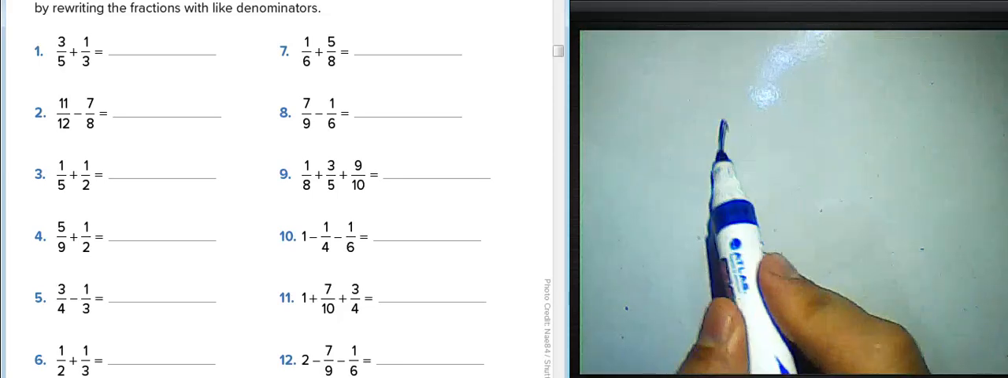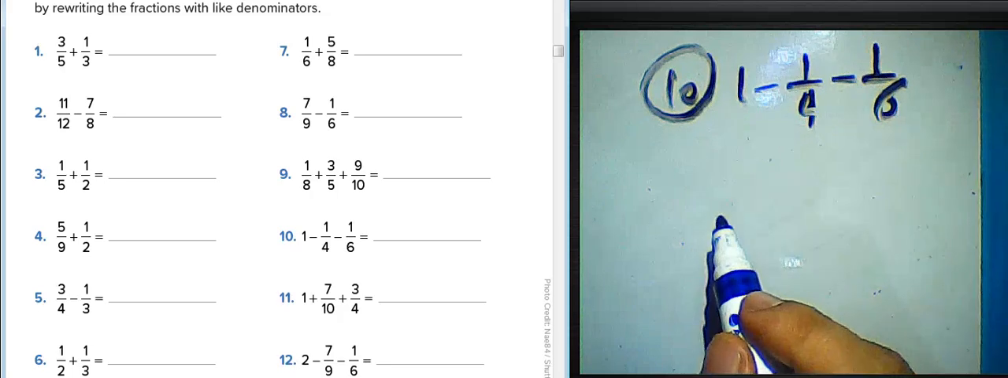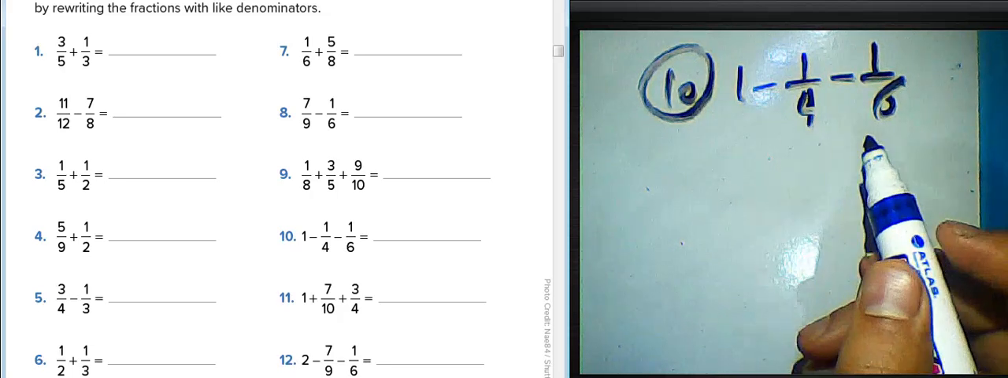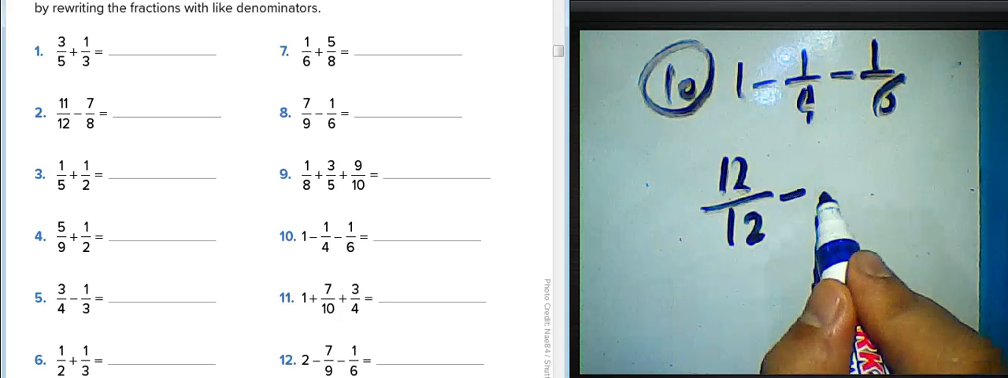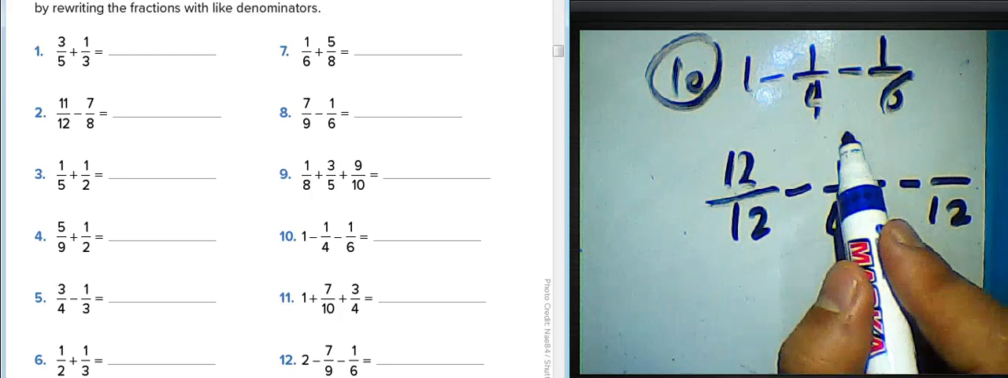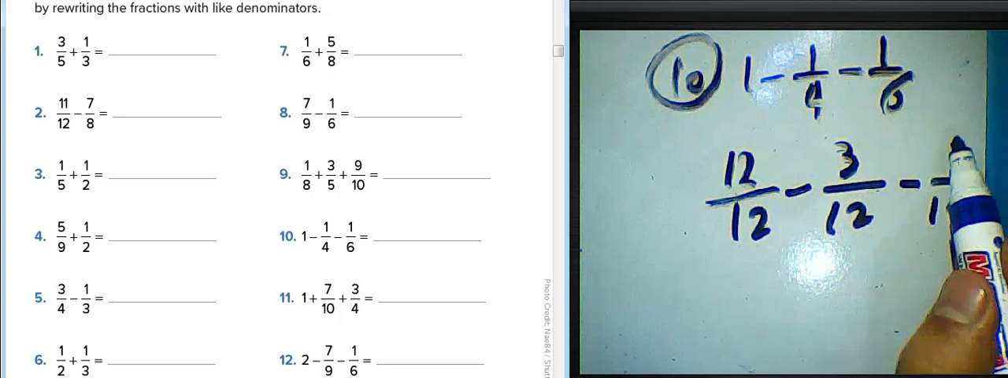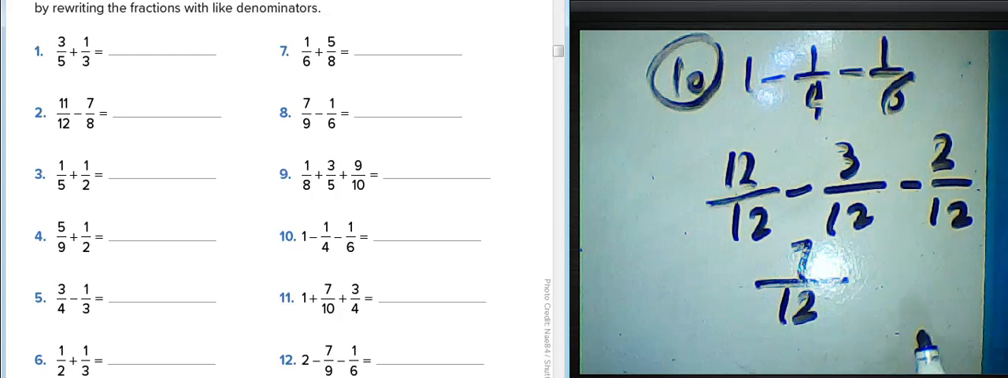Question number 10. 1 subtract 1 over 4 subtract 1 over 6. Who can tell me the least common multiple between 6 and 4? It equals 12. So we must convert 1 here, write 12 over 12, and write 12 here and here. Ask yourself, 3 times 4 equals 12, then 1 times 3 equals 3. 2 times 6 equals 12, 2 times 1 equals 2. 12 subtract 3 equals 9, 9 minus 2 equals 7. The result will be 7, so we write 7 over 12. It's the result of this example.